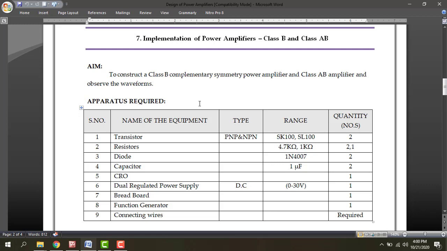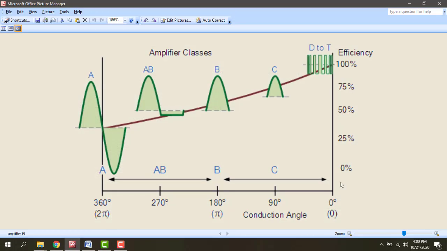There are different classifications based upon the operating point: class A amplifier, class B amplifier, class AB and class C. For the class A amplifier, the transistor will conduct for the 360 degrees of the input cycle. So the transistor will conduct for both the positive and negative half cycle. Then it is called a class A amplifier.